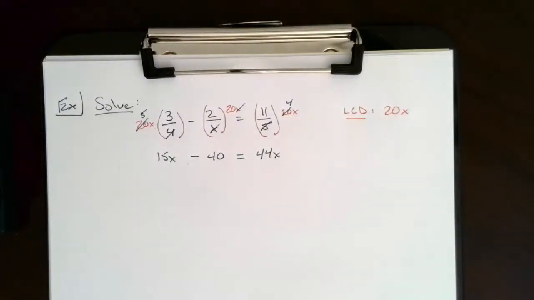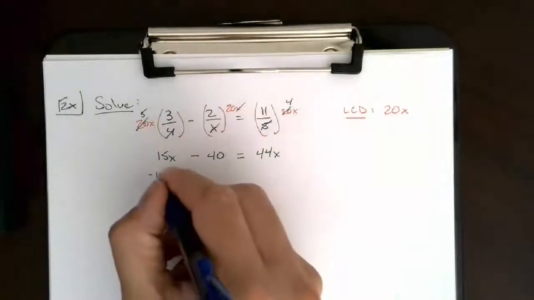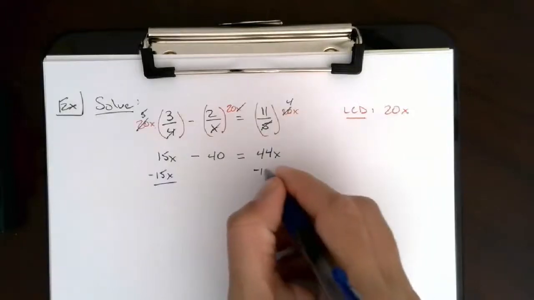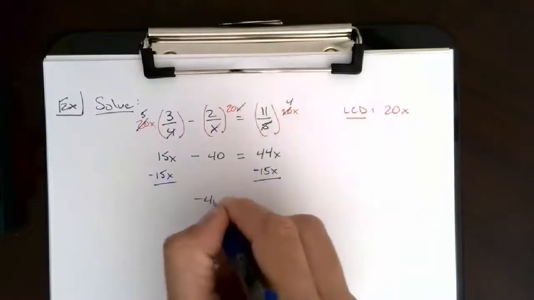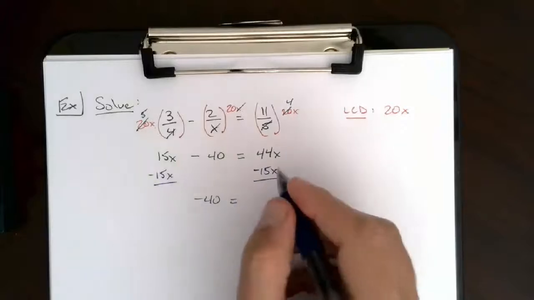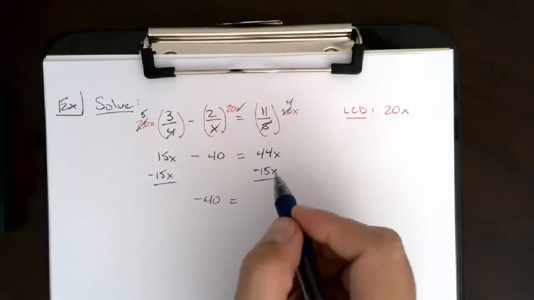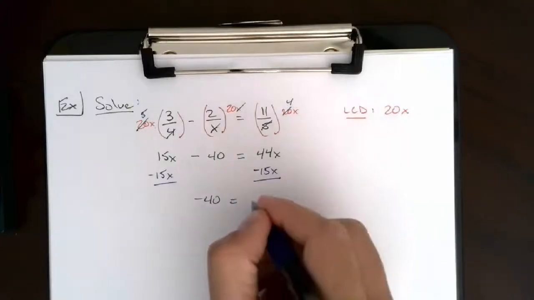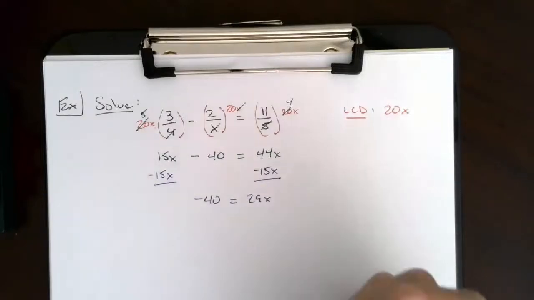And now your fractions are gone, right? They're cleared out. That's why we multiply by the LCD. The goal was to clear fractions. Once we've done that, we're going to go through and solve as you normally would, getting the variables to one side and the constants to the other. So I'm going to subtract 15x from each side. I end up with negative 40, don't lose that negative sign, equals 44x minus 15x, which gives us 29x.